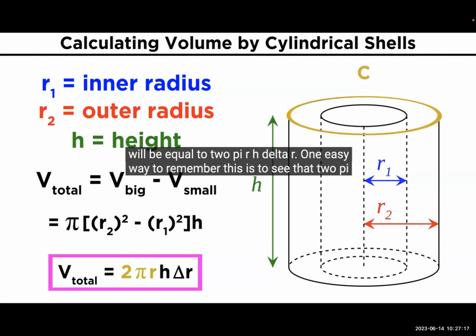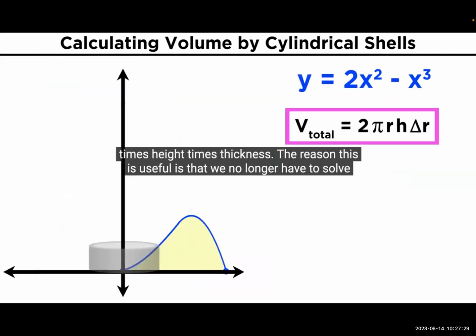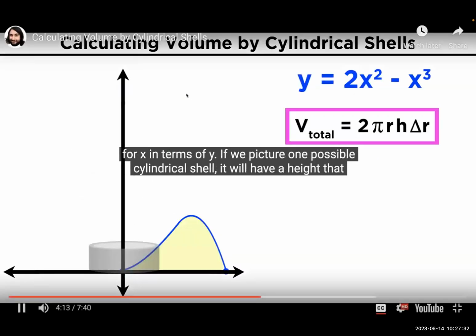One easy way to remember this is to see that 2 pi r is the same as the circumference of the cylinder. So this is really just circumference times height times thickness. The reason this is useful is that we no longer have to solve for x in terms of y. So I want you to look at the visual of how adding all these thickness of the cylinders together would give us the volume of the solid. So just look at here.